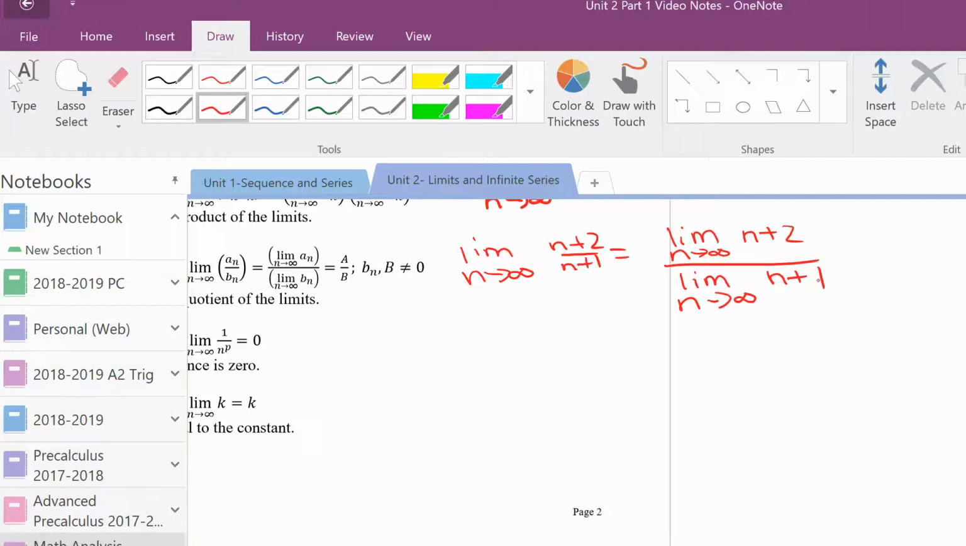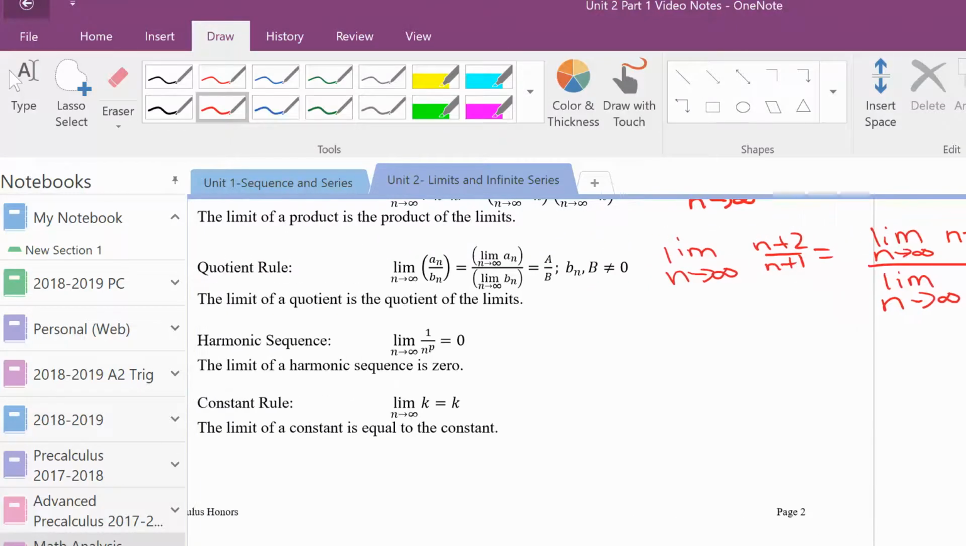So then we've talked about the harmonic sequence, where the limit as n approaches infinity of 1 over n to a power is equal to 0, and then the constant rule, like the limit as n approaches infinity of 5 is equal to 5. So the limit of any constant as n approaches infinity is just that constant. These two are going to be the basis for our next rule, trying to get every limit to be in this form using the other rules. And we'll talk about that in the next video.